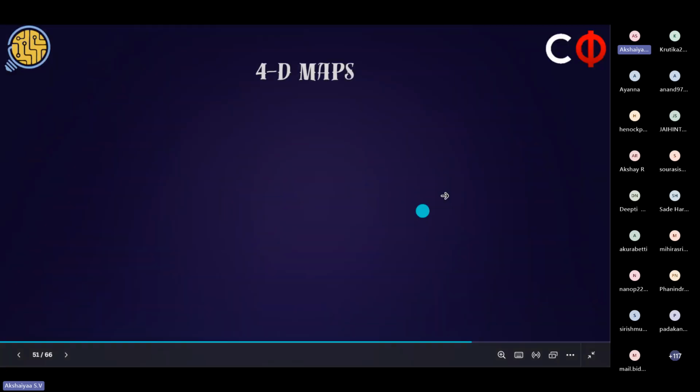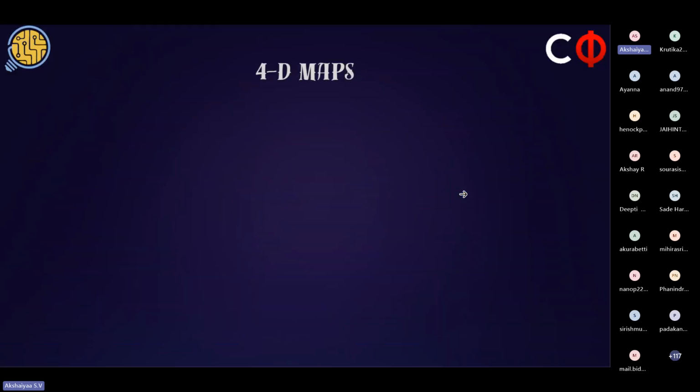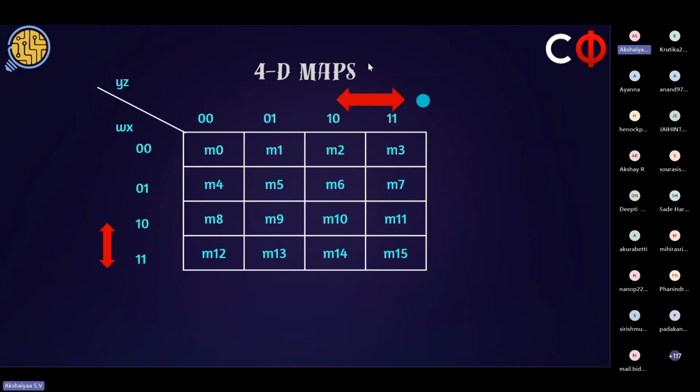So 4D maps, how are they made? They are based on 4 variables. Let's call these 4 variables W, X, Y, and Z. Each variable can take 2 values, zeros and ones, so you'll have 2 power 4, that is 16 possible terms. This is how we are going to represent those minterms.